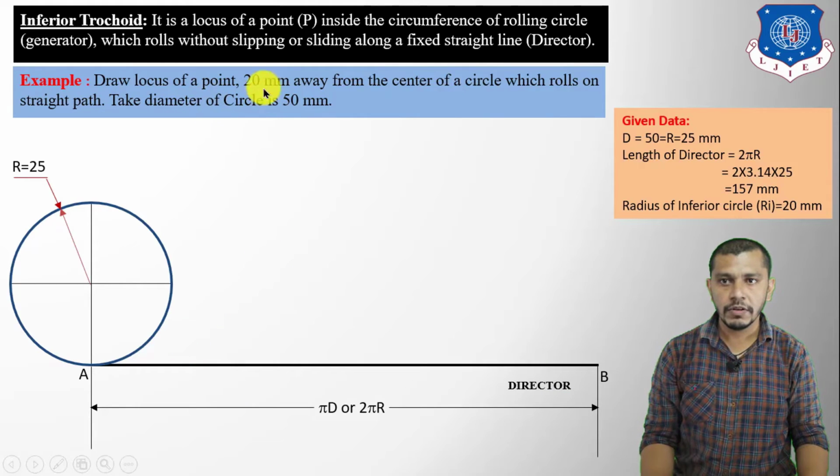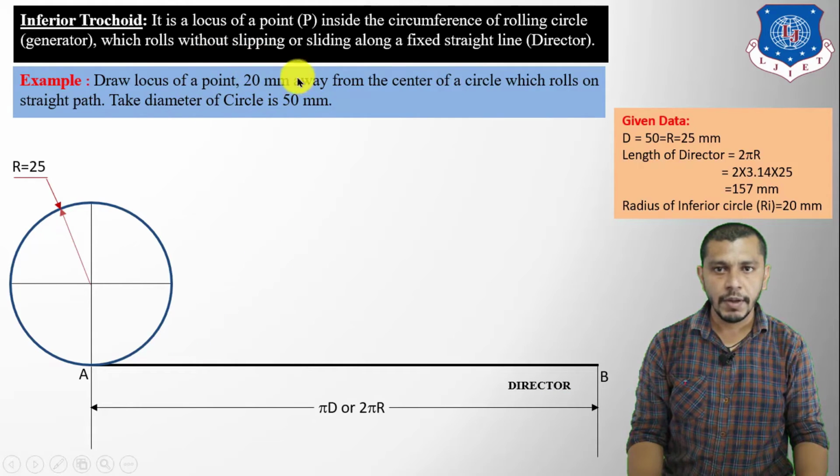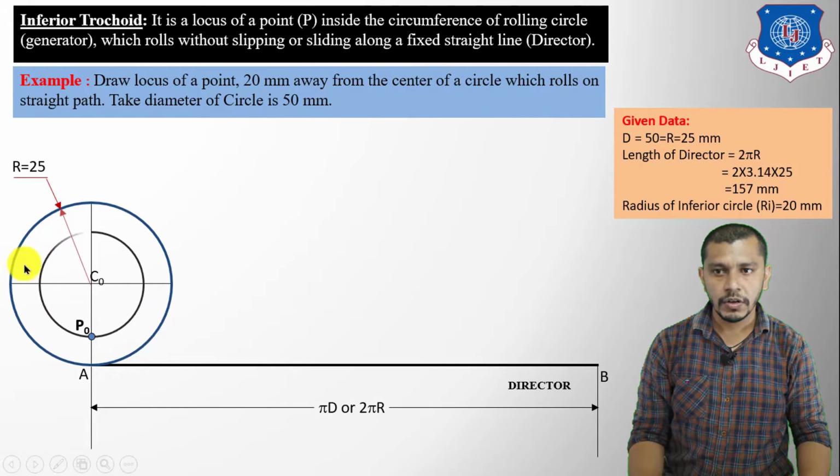Now we have to draw the locus of a point which is 20 mm away from the center of the circle. So first of all we have to mark this point. From the center of the circle, mark point P0, which is 20 mm away from the center. This will be our C0 center. Now after marking this point, take C0 as a center and radius equal to C0 to P0, or 20 mm, and draw a circle. This is the inferior circle, and the radius of the inferior circle will be equal to 20 mm. After drawing the circle, divide the circle into 8 equal parts.